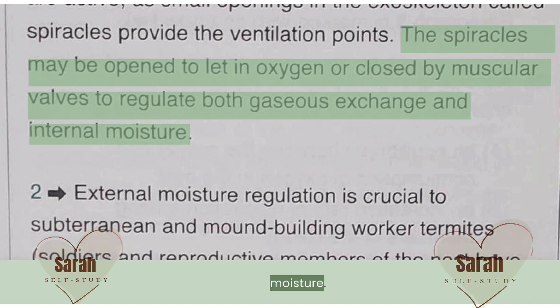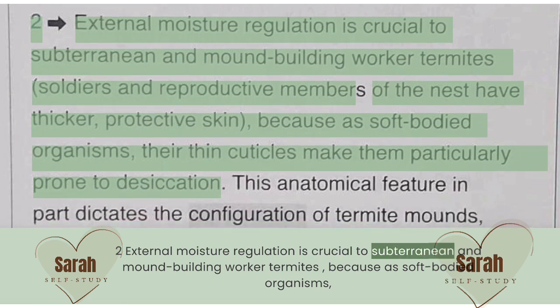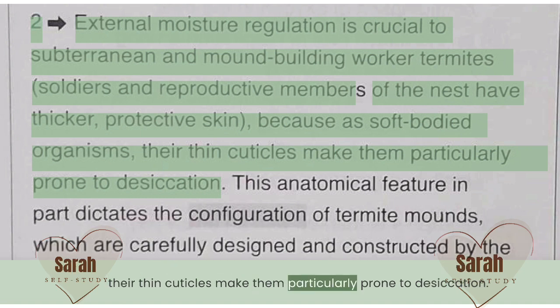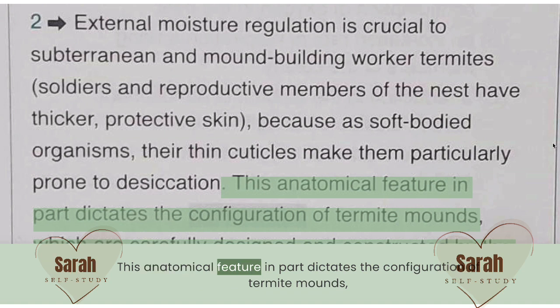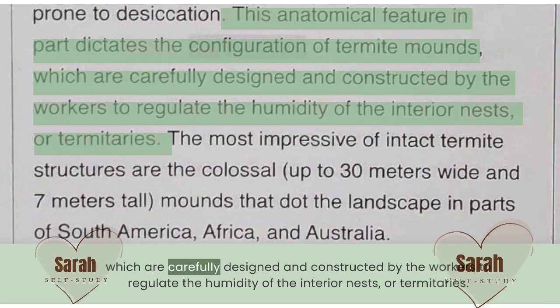internal moisture. 2. External moisture regulation is crucial to subterranean and mound-building worker termites, because as soft-bodied organisms, their thin cuticles make them particularly prone to desiccation. This anatomical feature in part dictates the configuration of termite mounds, which are carefully designed and constructed by the workers to regulate the humidity of the interior nests, or termitaries.